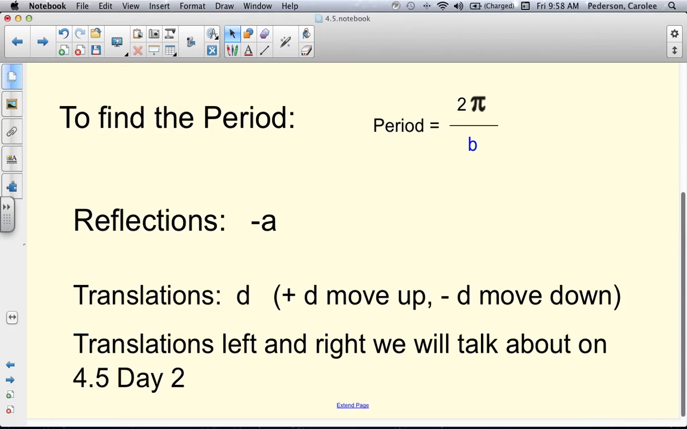So what we've done so far is introduced how to graph the parent of the sine and cosine function and what are the pieces to find those transformations: reflections, changes in the amplitude, changes in the period, changes in moving up and down. So now we're going to go ahead and just give you some examples on what the equations would look like and how do you graph them, and what you'll do in your homework today.